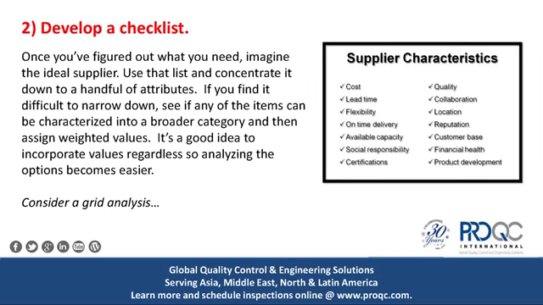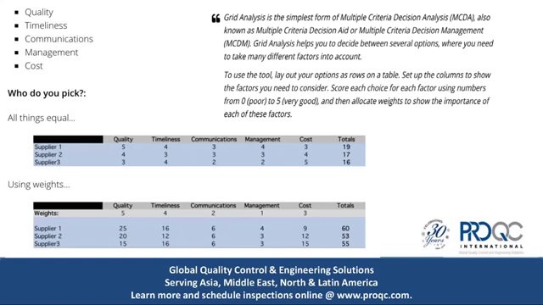2. Develop a checklist. Once you've figured out what you need, imagine the ideal supplier. Use that list and concentrate it down to a handful of attributes. If you find it difficult to narrow down, see if any of the items can be characterized into a broader category and then assign weighted values. It's a good idea to incorporate values regardless, so analyzing the options becomes easier. Consider a grid analysis. Quality, timeliness, communications, management, cost.